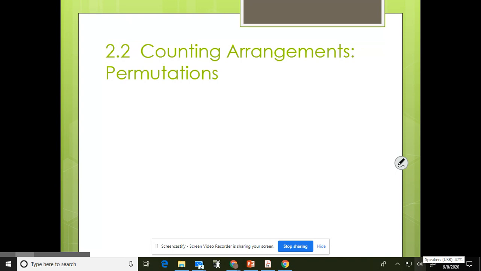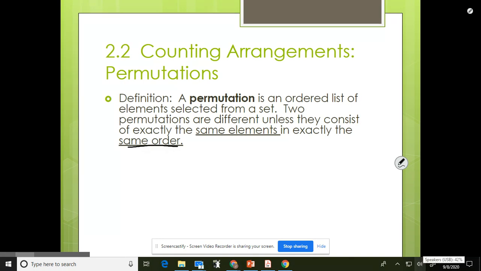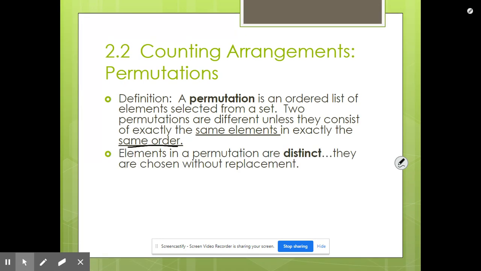All right, so permutations are basically counting arrangements, how many ways we can arrange things. The formal definition of a permutation is an ordered list of elements selected from a set. 2 permutations are different unless they consist of exactly the same elements in exactly the same order. We say elements in a permutation are distinct, and we're choosing without replacement. And order matters.